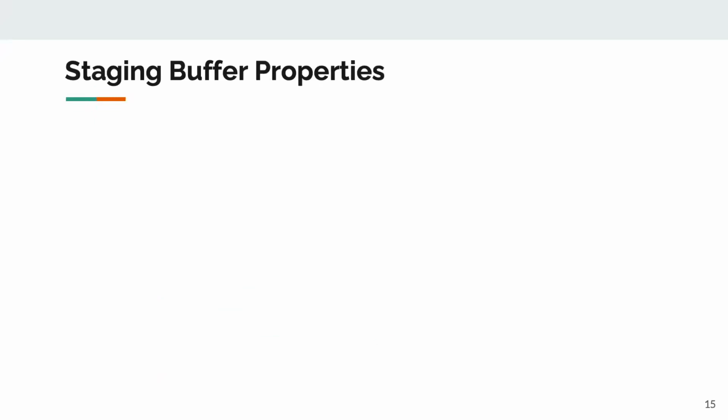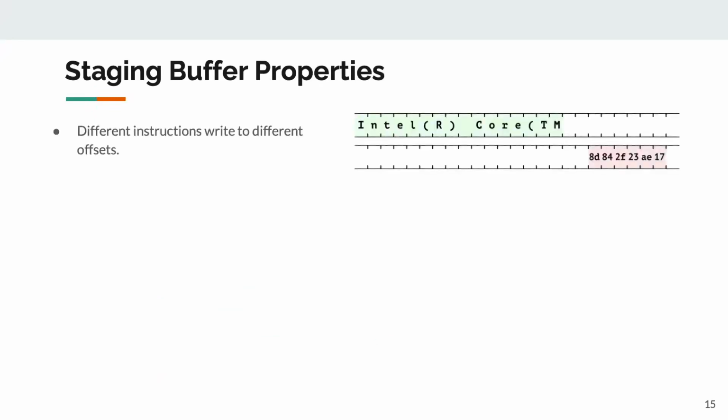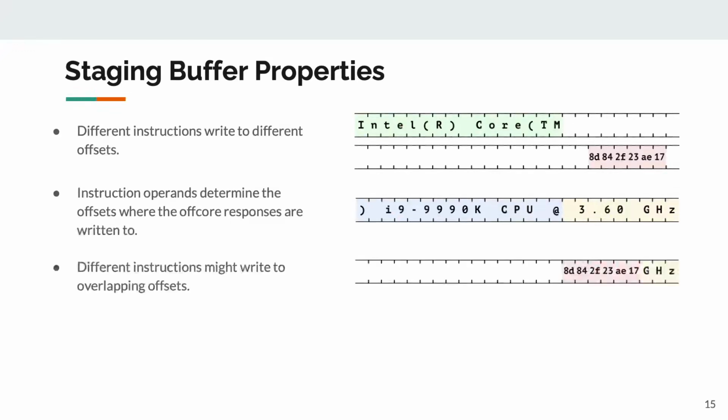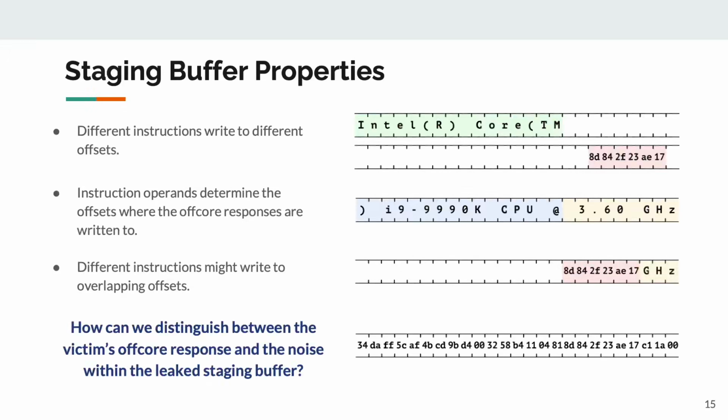So during our reverse engineering, we observed different properties of the staging buffer. First, different instructions write to different offsets within the buffer. Second, instruction operands determine the offsets where the off-core responses are written to. Third, different instructions might write to overlapping offsets within the buffer. So with these properties, we still have one major challenge to be able to leak the victim's off-core response, which is how can we distinguish between the victim's off-core response and the noise within the leaked staging buffer.